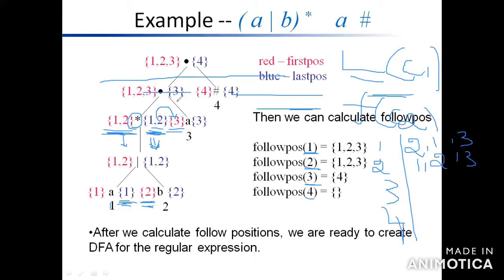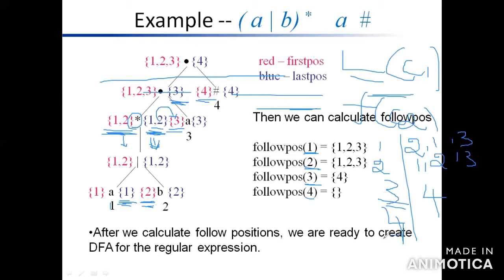Okay, then what about the next symbol? The next symbol is 3. 3 is a dot node. For a dot node, what will we do? The last position of C1 is 3, and the first position of C2 is 4. So 3 can be followed by 4, then all positions in the first position of C2 go into the follow position of C1.